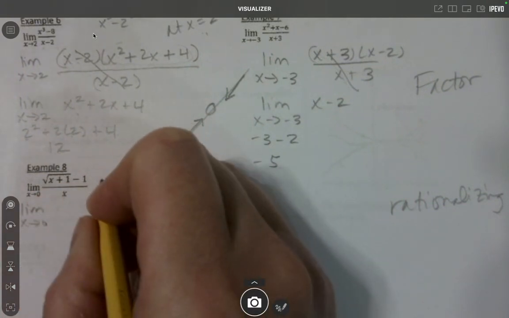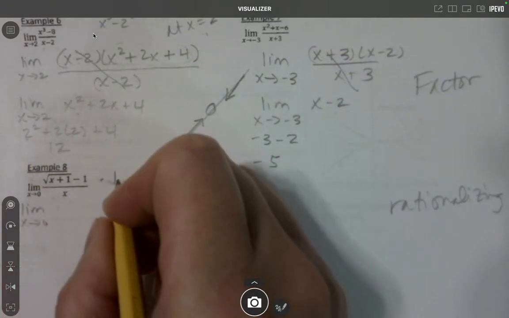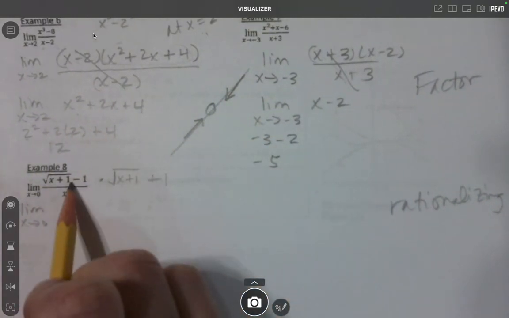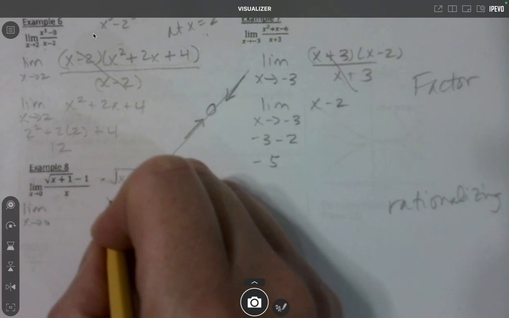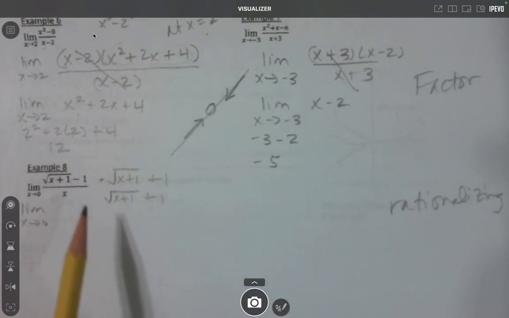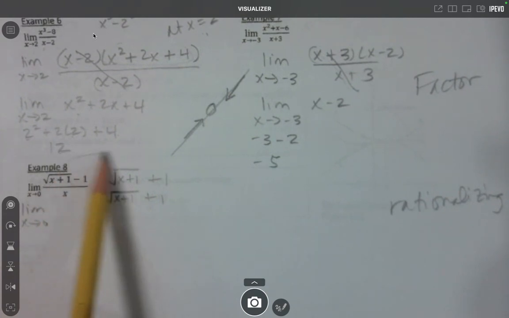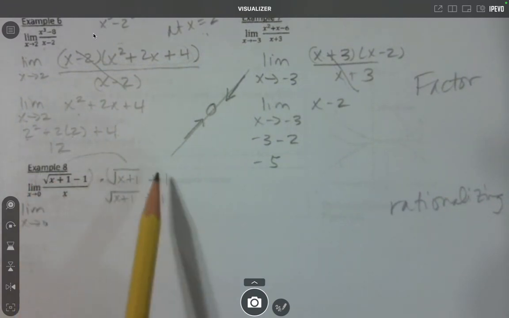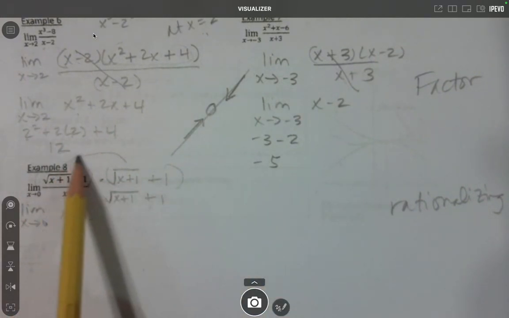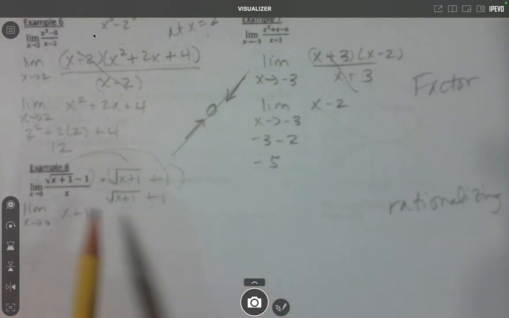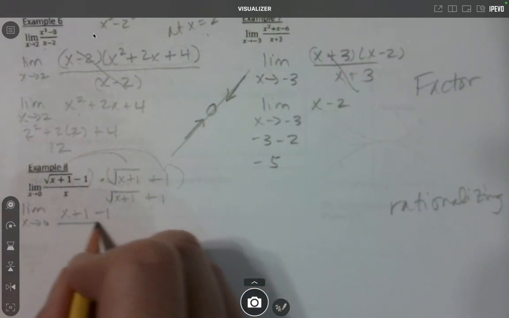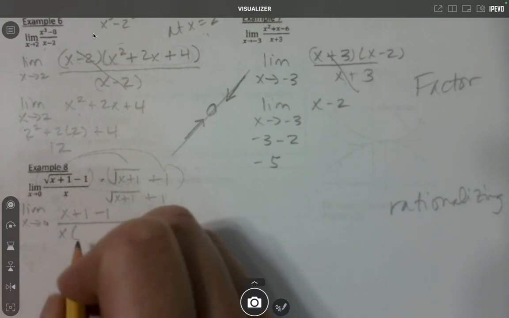So I want to multiply the top and bottom by square root of the quantity x plus 1 plus 1 instead. That's my conjugate. If I have a minus 1, I'll multiply by plus 1 on the top and bottom. Okay, so in my numerator, when I multiply this one times this one, it becomes squared, so just an x plus 1. When I multiply it by the plus 1 and then the minus 1, they zero out. But negative 1 times 1 would be a minus 1. And my denominator is x times all that stuff.